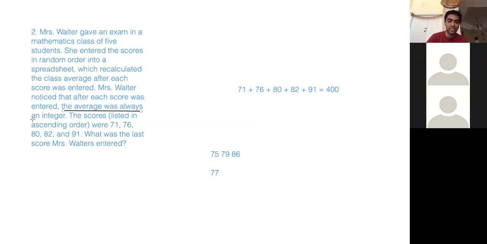So what does that tell us? Let's say the numbers were added as the first one was A, the second one was B, the third one was C, the fourth one was D, the fifth one was E. So you know one of them is 71, one of them is 76, one of them is 80, one of them is 82, one of them is 91. So what do we know about A, B, C, D, and E based on this property? The average is always an integer.